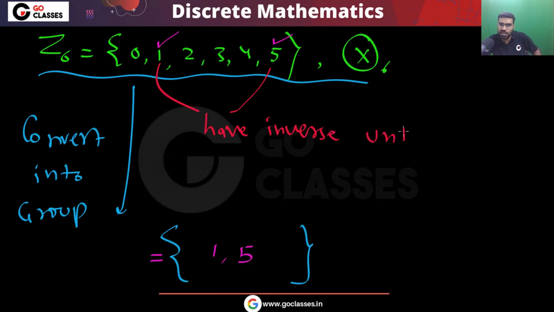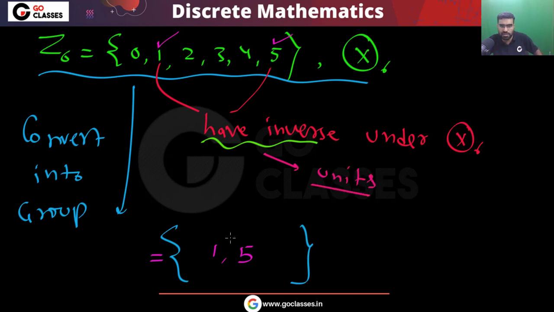These elements have inverse under this operation, under multiplication modulo 6. So these elements are called units. I can say 1 and 5 are called units. This 1 is a unit and this 5 is a unit.